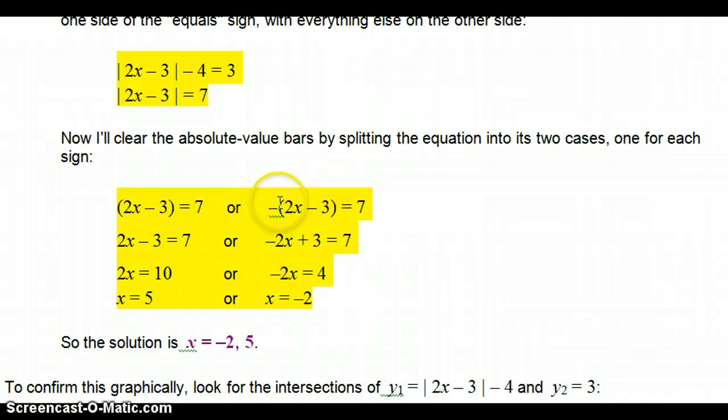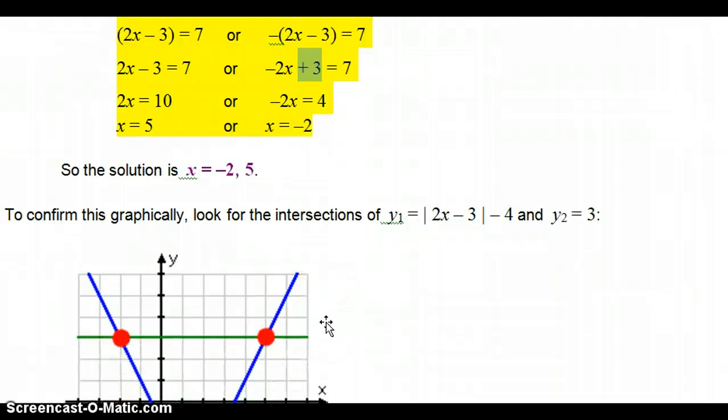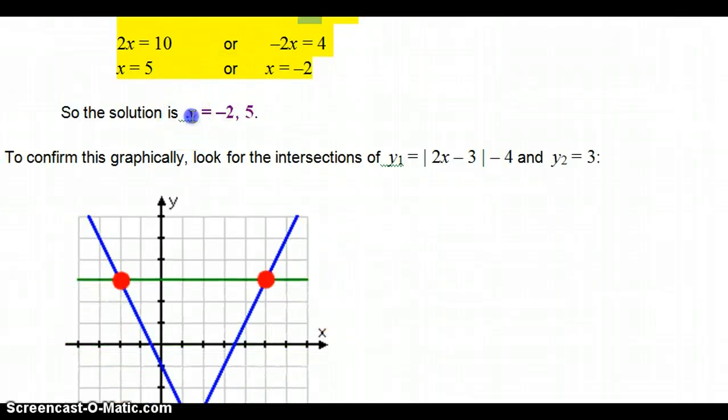Here we distribute the negative. So we get negative 2x, the negative times the negative equals a positive, so positive 3 equals 7. We want to get rid of this positive 3, so we subtract 3 from both sides. So we get 7 minus 3 is 4. So negative 2x equals 4, divide both sides by negative 2, and we get negative 2 on the other side. So the solution is negative 2, comma 5.